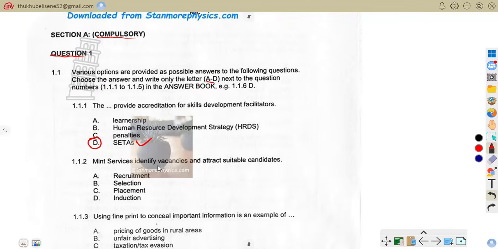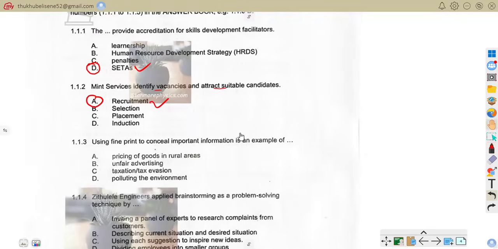1.1.2. Main services identify vacancies and attract suitable candidates. So we are given four options whereby we are to come up with the correct answer. We are given recruitment, selection, placement, as well as induction. And the correct answer is recruitment. Because we are saying we are identifying vacancies and we are attracting suitable candidates for that vacant position. We know very well that recruitment is the process of finding and hiring suitable candidates for job openings. So hope we are together. So now let us move on, grade 12s, to 1.1.3.